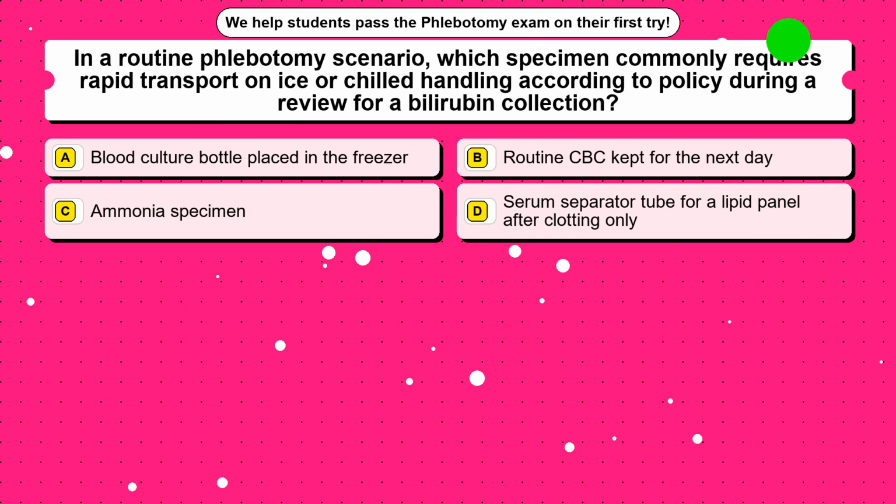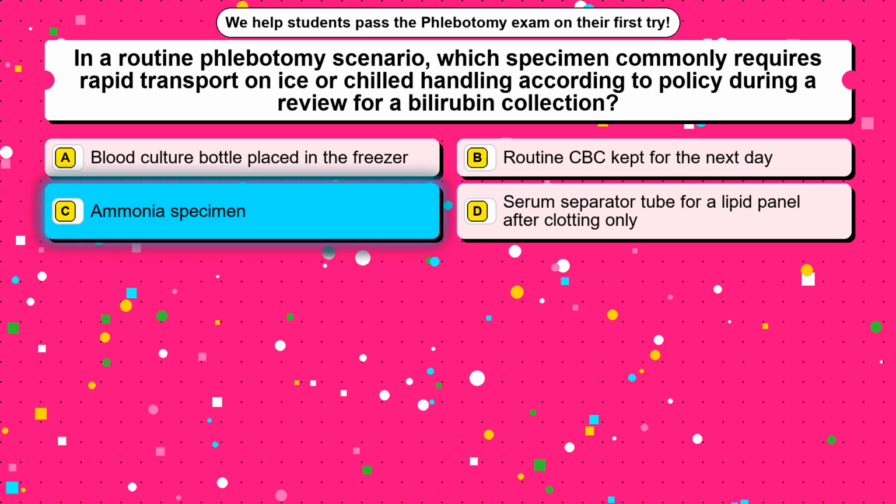Question 33. In a routine phlebotomy scenario, which specimen commonly requires rapid transport on ice or chilled handling according to policy during a review for a bilirubin collection? Option A, blood culture bottle placed in the freezer. Option B, routine CBC kept for the next day. Option C, ammonia specimen. Option D, serum separator tube for a lipid panel after clotting only.